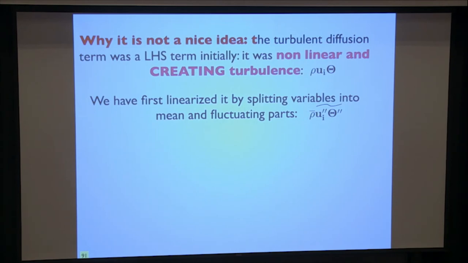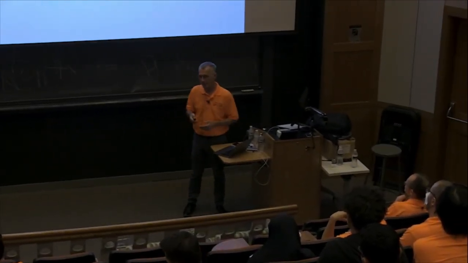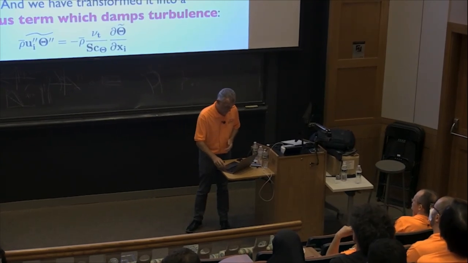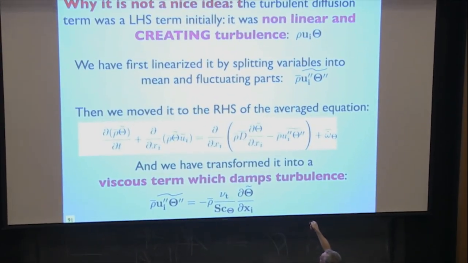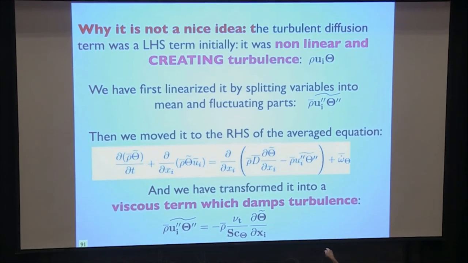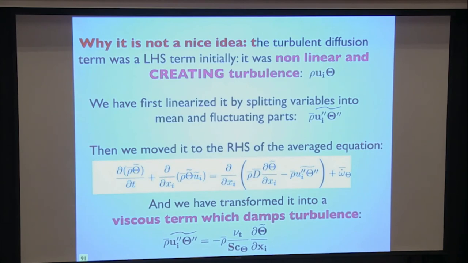I just want also to point out a political interpretation of all this business. Remember that this term, rho u bar theta, comes actually from the left-hand side. It comes from the convection term when we expanded it. Politically, it was agitating the whole flow. And now we moved it to the right-hand side, where it's actually dissipating the excitation, and we even modeled it as a viscous term. So this guy was on the left side making turbulence, now it's on the right side dissipating turbulence. So there will be a price to pay for that, because we changed the nature of turbulence here. We have removed the chaotic nature of turbulence and replaced it by a damping term.